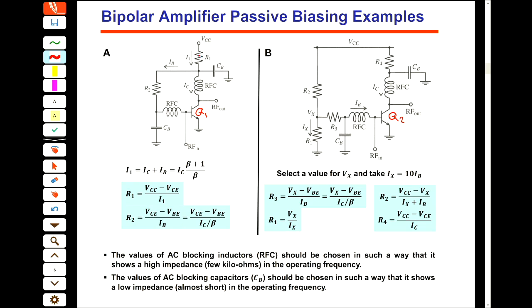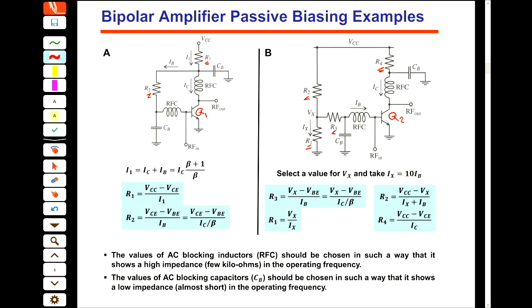For the first one, we use 2 resistors, and for the second one, we use 4 resistors. In the first one, we use R1 shared between the collector and the base, but for the second one, they are different. We use R4 to bias the collector and use R1, R2, and R3 to bias the base. Okay?